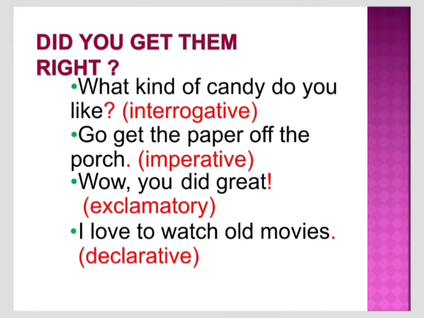First one, what kind of candy do you like? As the sentence is beginning with WH, that is, it is posing a question and it will have a particular answer as well. So it is an interrogative sentence and you have to end the sentence with a question mark. The second one is, go and get the paper off the porch. So it is what? It is a command. It is a command, hence we call it an imperative sentence. And an imperative sentence here will end with a full stop.